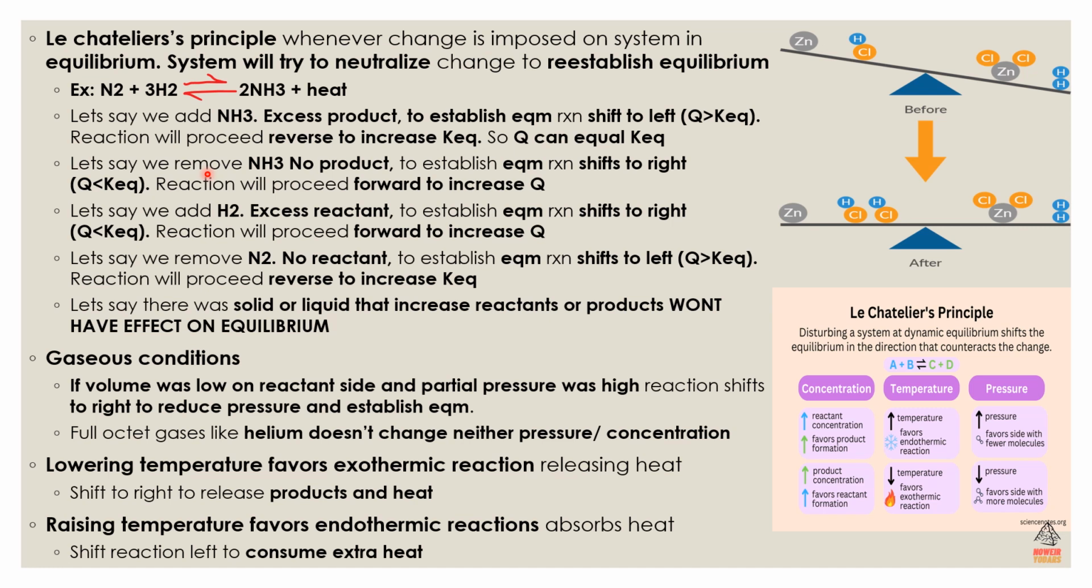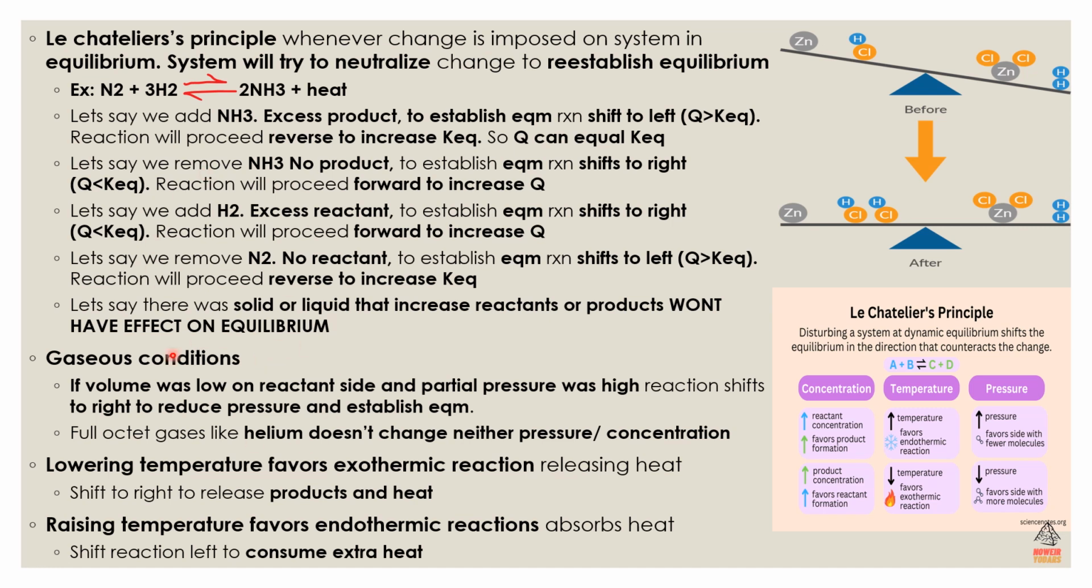Let's say we remove N2, alright, no reactant. In order to establish equilibrium, it shifts to the left, just like I was saying. There is more of Q than KEQ, and the reaction will proceed in the reverse direction. Let's say there was a solid or a liquid that increased reactants or products, but we already said that solids or liquids don't really count in the reaction rate or the KEQ or any of that. So they won't have an effect on equilibrium.